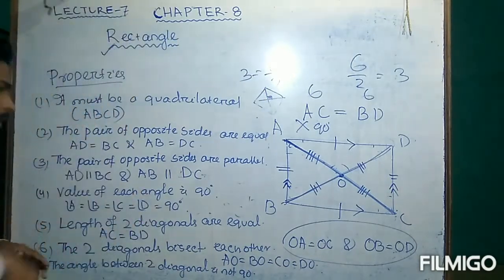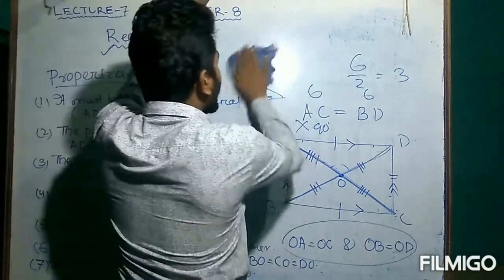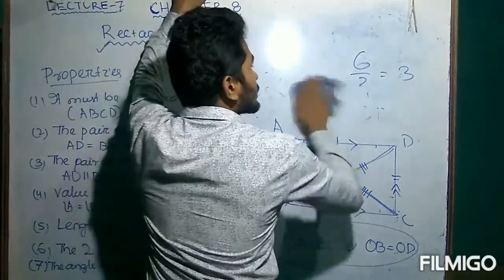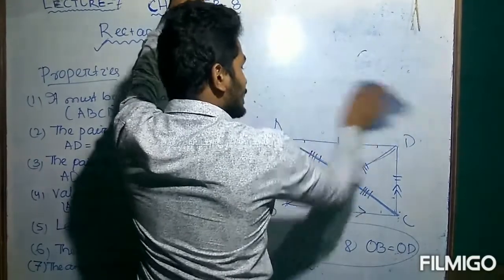Next property, last property, that is property number 8. What is property number 8?